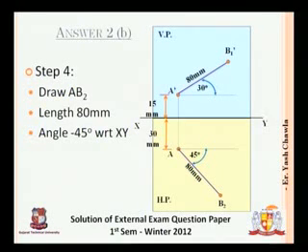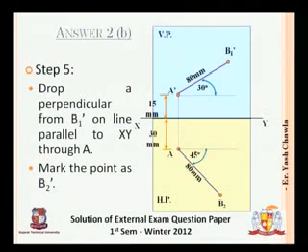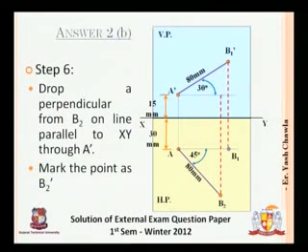So we have arrived at this. Now what is required next is that we drop a perpendicular from B1 dash on a line parallel to XY through A. The point will be dropped as this. From B1 dash, we have dropped a straight perpendicular to point B1, and similarly from B2 we will draw a straight perpendicular on A dash, which is line B2 dash. Yeah, done. So these are the two projections that we have drawn.